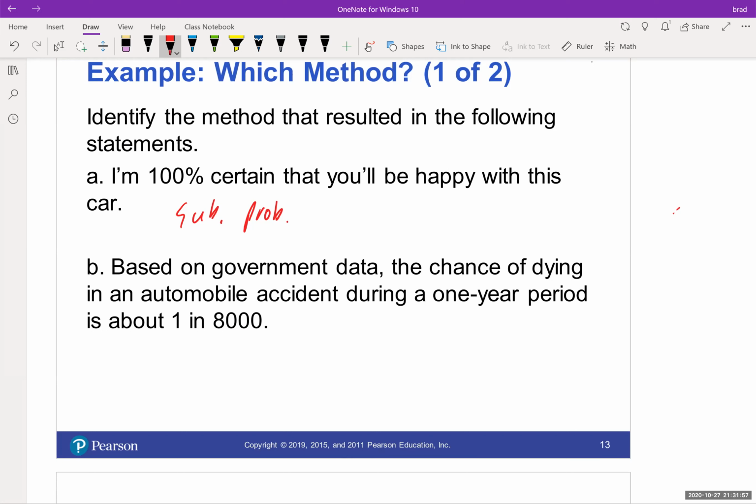So then the next one says, based on government data, the chance of dying in an automobile accident during a 1 year period is about 1 in 8,000. So they tell you, you know, they've gathered data and basically observed this, right? And then they're telling you it's 1 in 8,000. So this sounds like relative. So this is relative frequency.